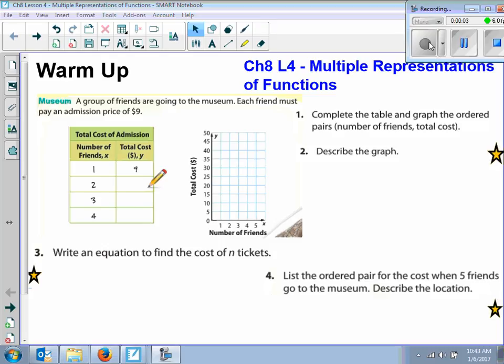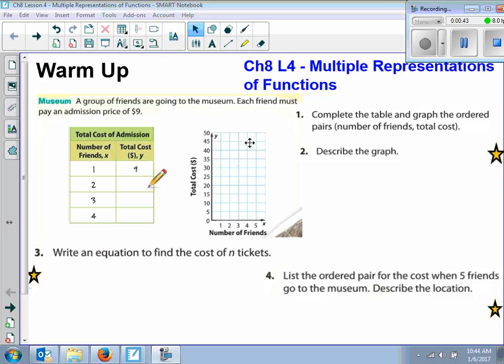All right, so Chapter 8, Lesson 4 is multiple representations of functions. So, what kind of representations have we already seen with functions? We've already seen them written as equations, right? Tables, function tables, good. We've seen them in a graph. And we've also seen them written as words. So, as a matter of fact, this Chapter 8, Lesson 4 is pretty much a review of everything that we've done this week. Okay? All right.